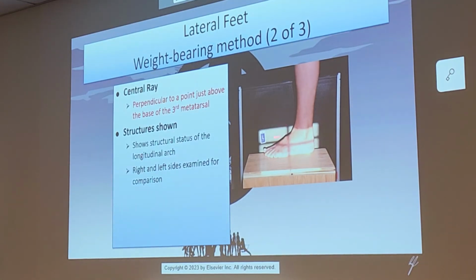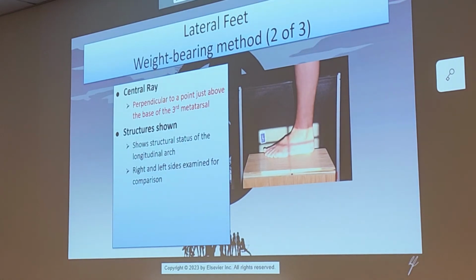So this is exactly what a weight-bearing lateral foot would look like. Is there a reason why they add a stool there? The stool or the block, one of these wooden things? Is there a reason for it? To help get centered to the cassette better. Oh, to get higher, okay. You build them up. Good point.